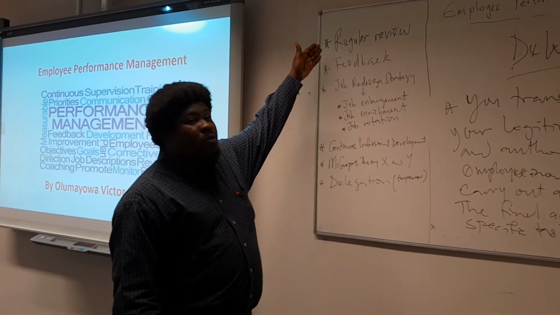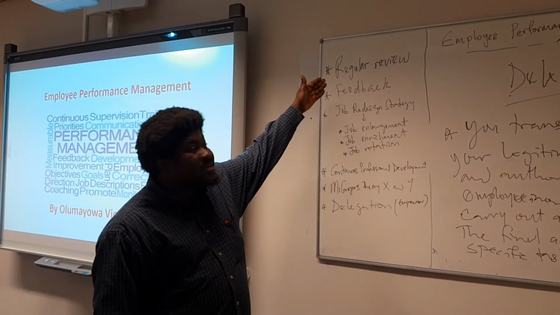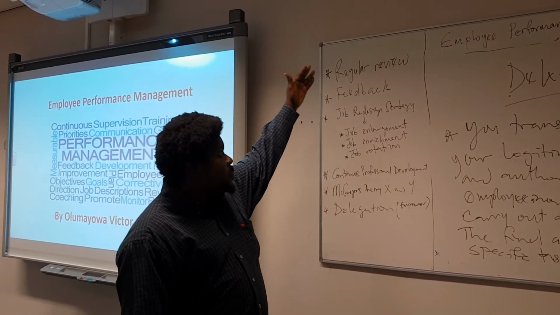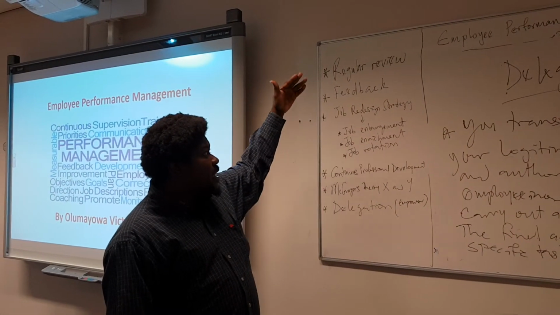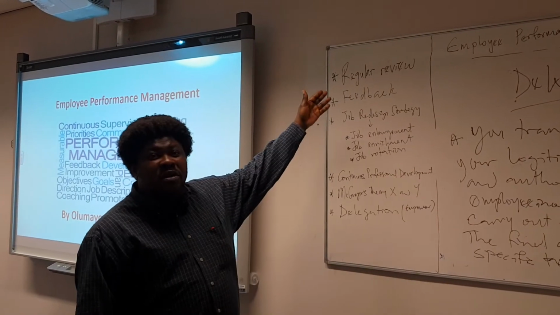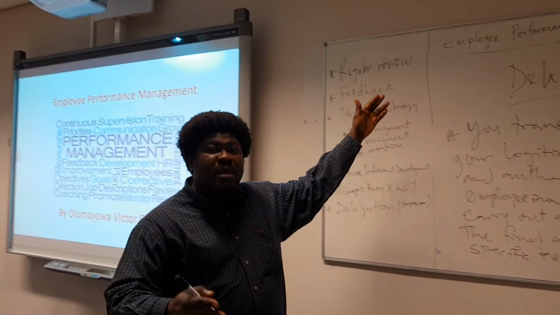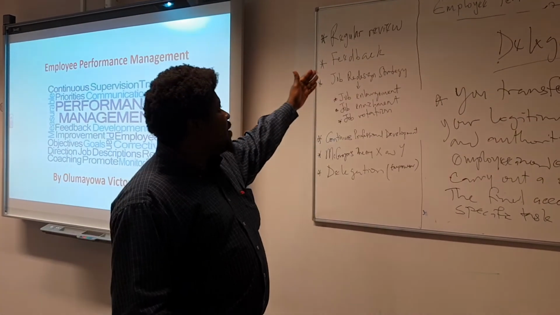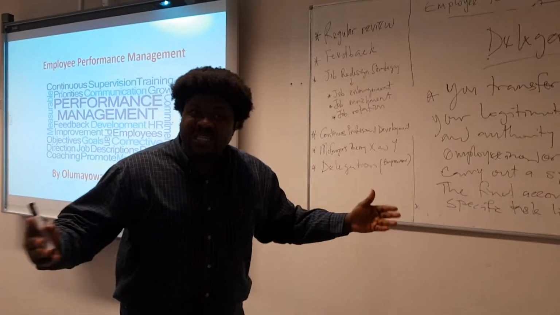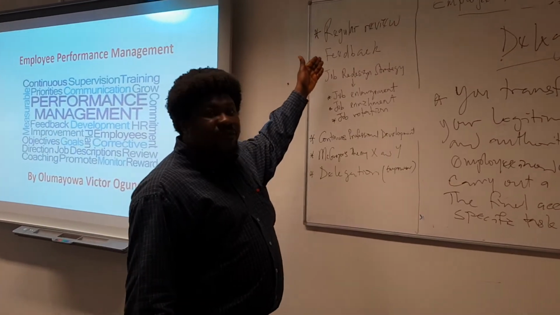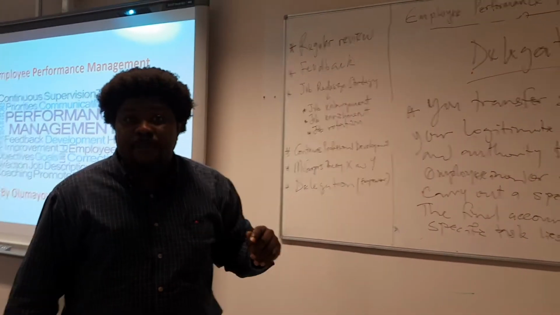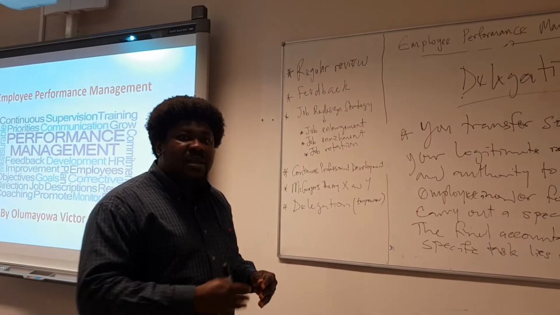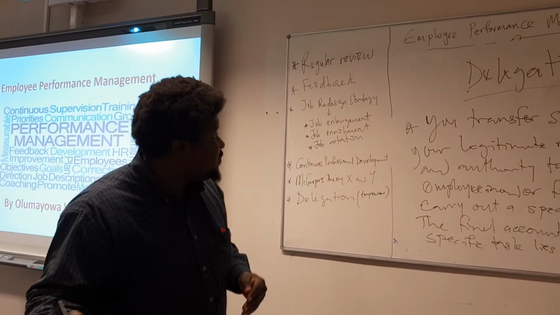We talked about regular reviewing of employee performance. How do you review employee performance? It could be done twice a year, three times a year, or four times a year. When you review the performance, you're giving feedback to the employee about their strengths, and you're giving them feedback about their areas for improvement. I said, when you give feedback, use the sandwich approach by starting with the positives, then talking about the areas for improvement, then sandwiching it with the positives again.